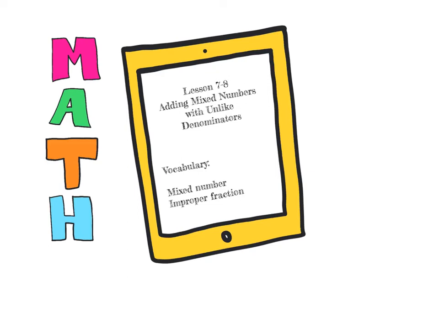Hi boys and girls, today's lesson is 7.8, adding mixed numbers with unlike denominators, and we will be focusing on some vocabulary terms, mixed number and improper fraction. So please follow along and take notes, and let's do math.